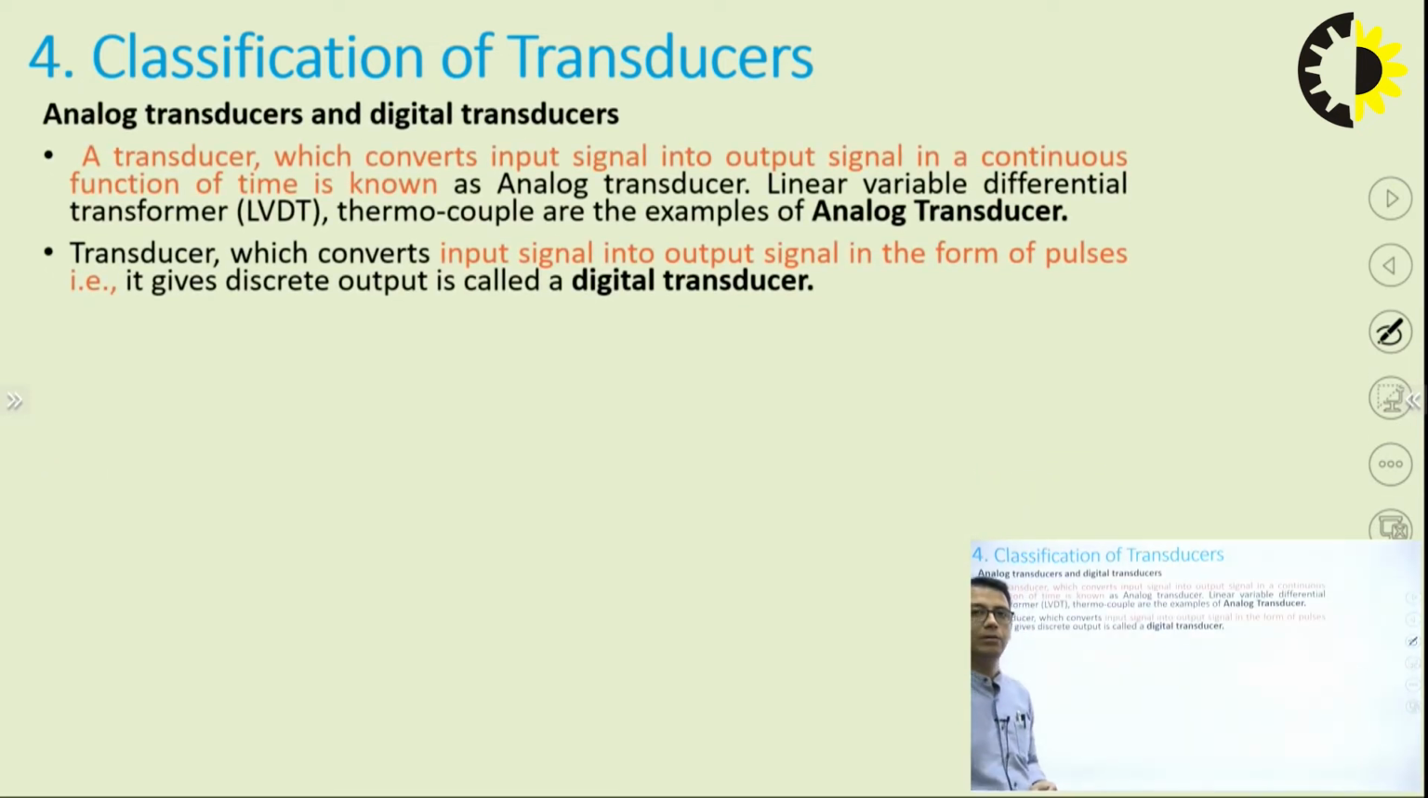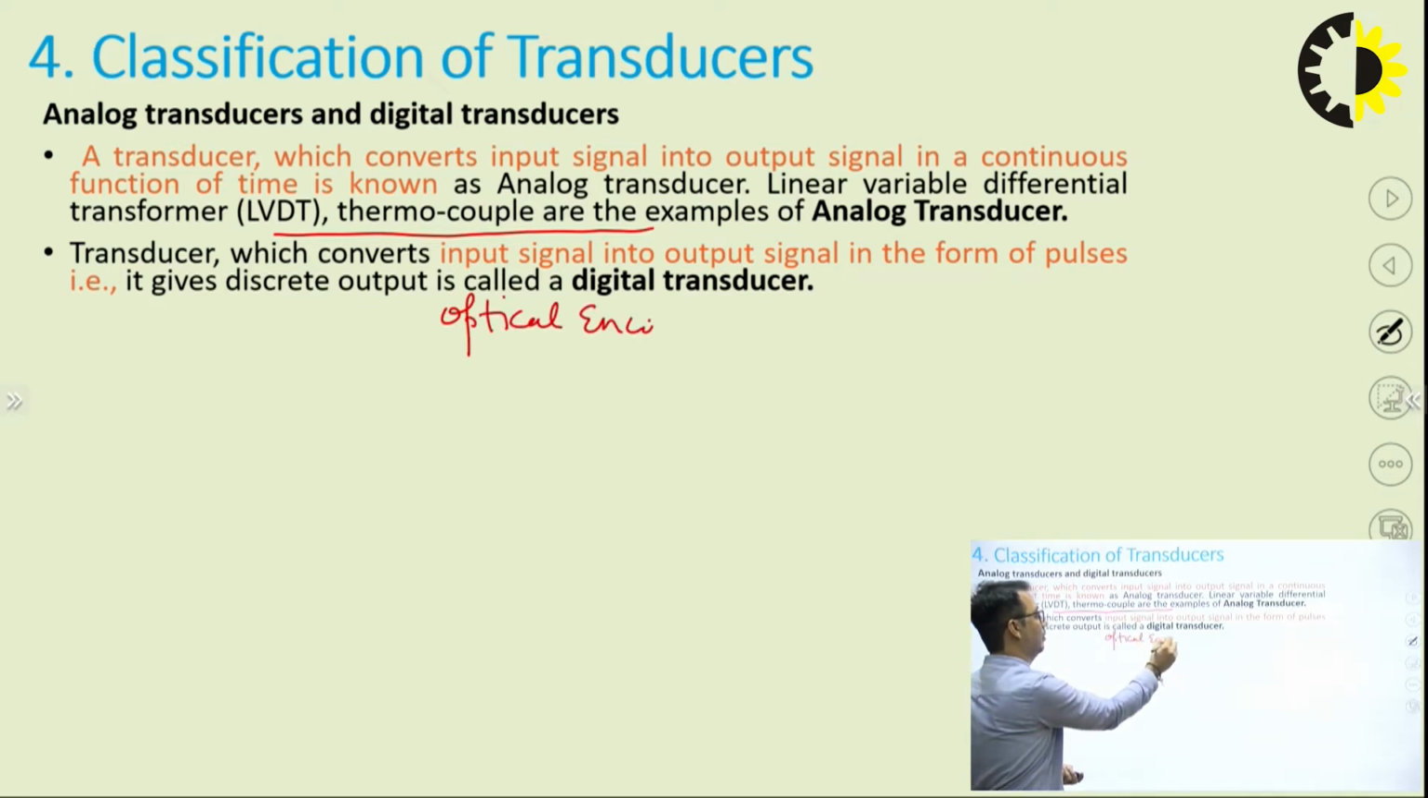Next is analog transducers and digital transducers. Analog transducers are those which give output that is continuous in nature, or we can say a function of time. So LVDT and thermocouple are examples of analog transducers. On the other hand, a digital transducer gives output in discrete form, or in the form of pulses, like our optical encoder. So it becomes a digital transducer.